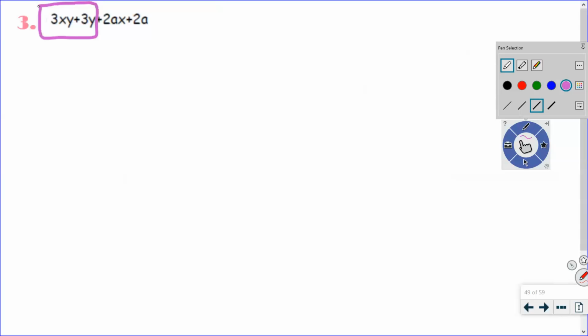So out of the first two terms, what's the most that I can take out? A 3 and a y. Good job. What's that going to leave? X plus what? Yes, very good. Remember, when you take all of a term out, the 1 is going to be the number that remains.